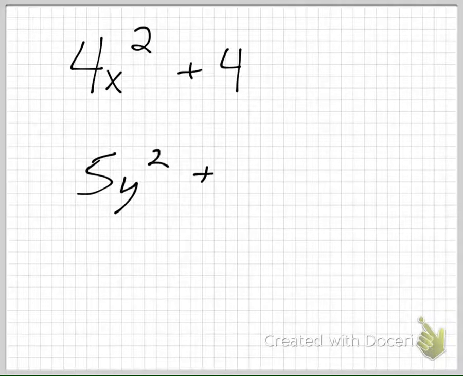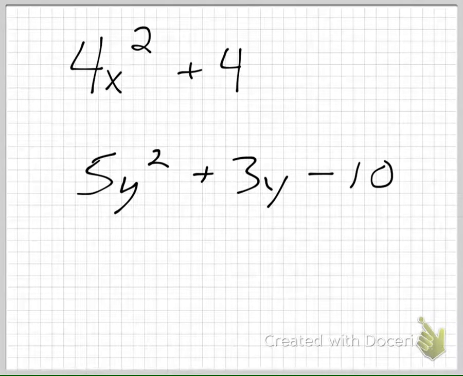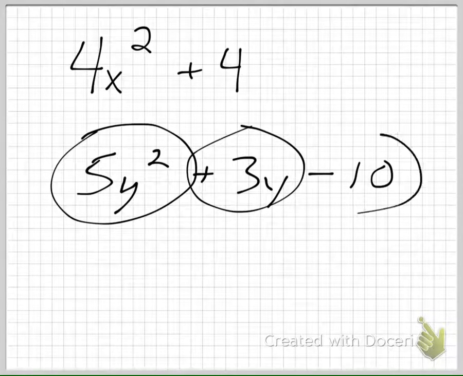Something like this: 5y squared plus 3y minus 10. Is this a monomial? No. That's a polynomial. Okay. But more specifically, this is three terms, right? Three monomials, which makes this a trinomial, right? So those are the three that we're going to be working with almost exclusively for the rest of the year: trinomials and sometimes binomials, but we're going to be dealing with polynomials a lot.